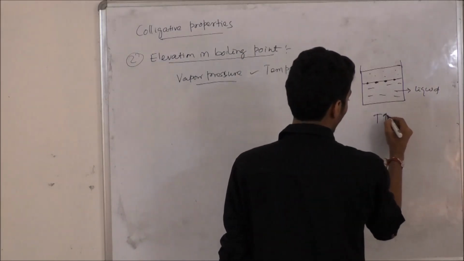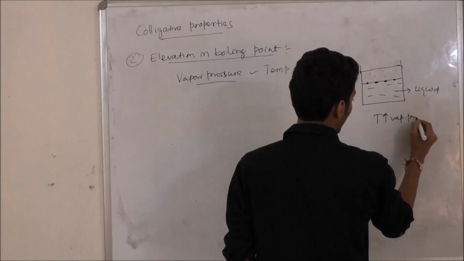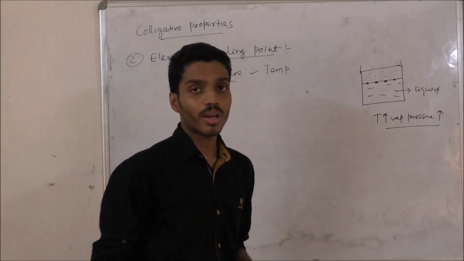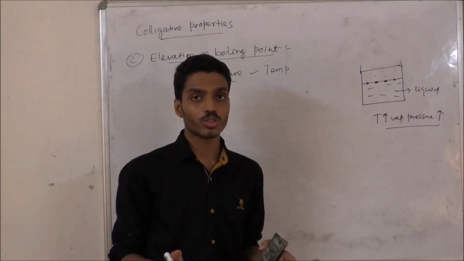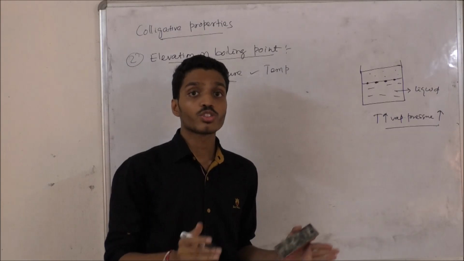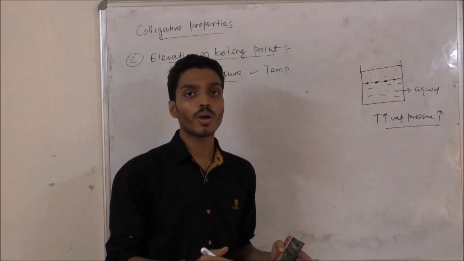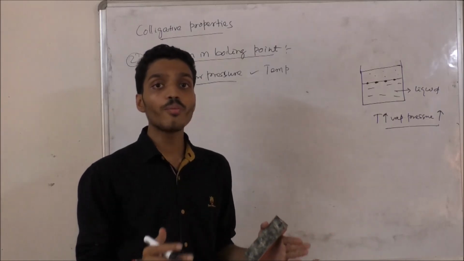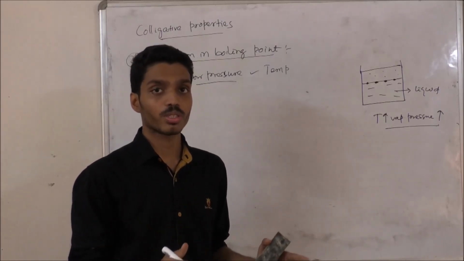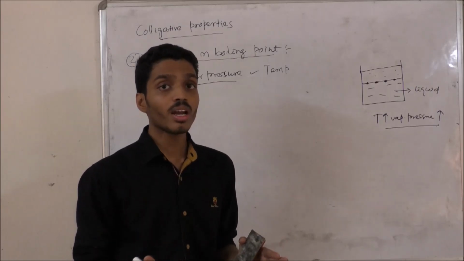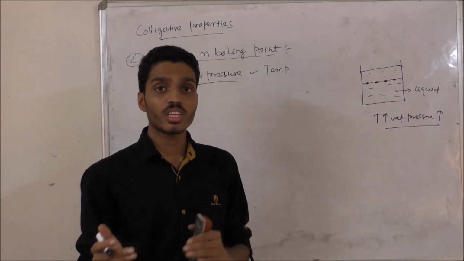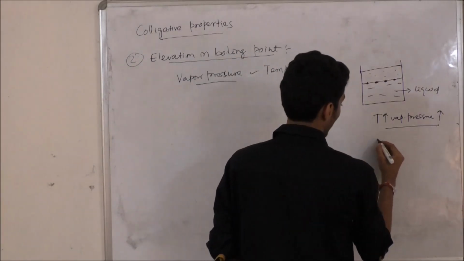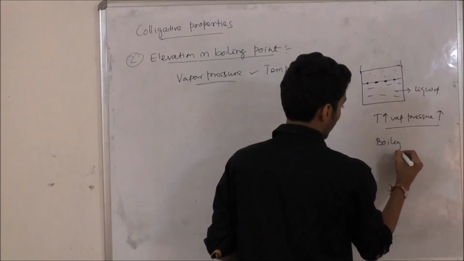Okay, so when we increase the temperature, vapor pressure also increases. And what happens when we go on increasing the temperature, at a particular temperature? A sufficient amount of vapor will be created, so that the pressure created due to that vapor will be equal to atmospheric pressure, that is 1 atm. And when the vapor pressure is equal to the atmospheric pressure, that temperature is called boiling point.